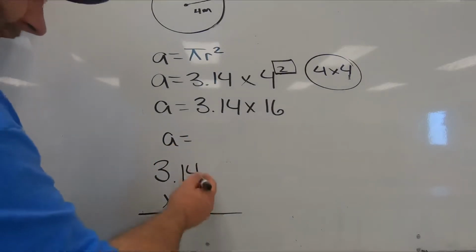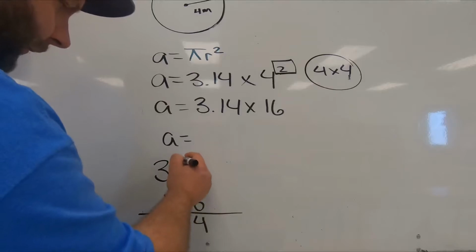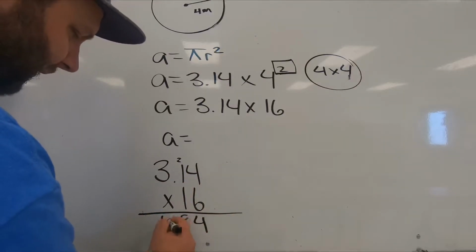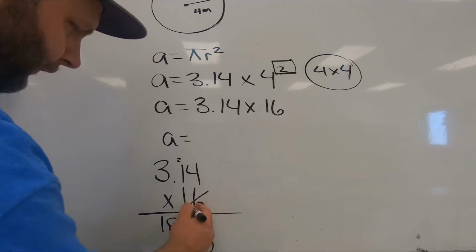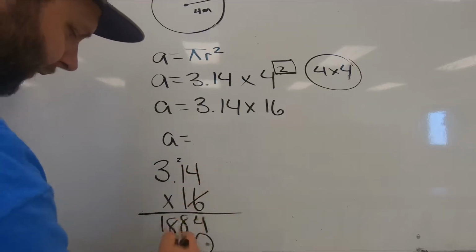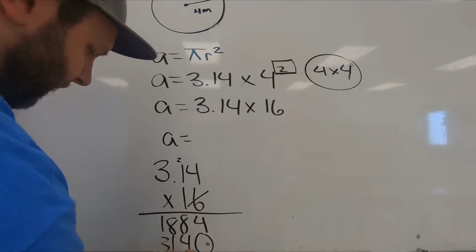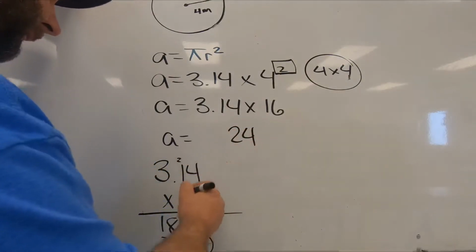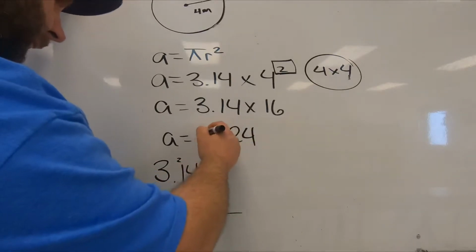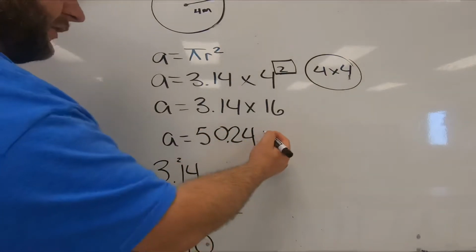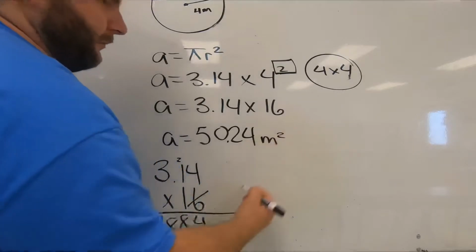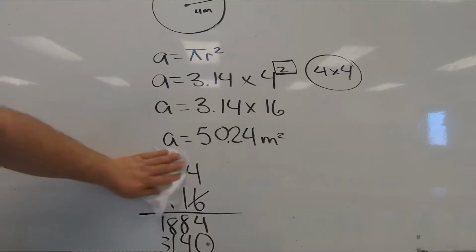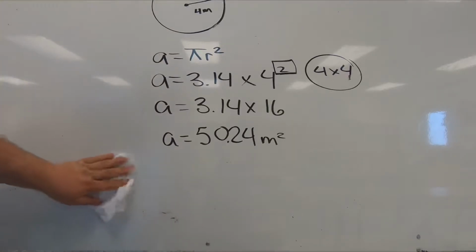I'll do it here myself, but 6 times 4 is 24. 6 times 1 is 6, plus 2 is 8, and 6 times 3 is 18. Add our 0. 4 times 1 is 4, 1 times 1 is 1, and 1 times 3 is 3. And when we add them together, our answer is going to be 50.24, and remember, area is always measured in meters squared. So 50.24 meters squared.